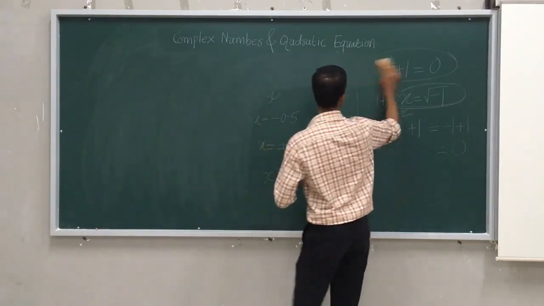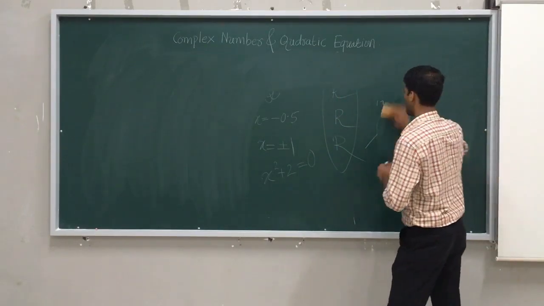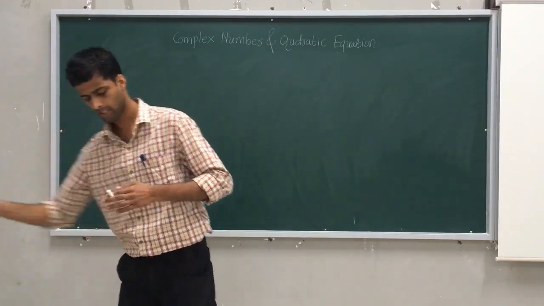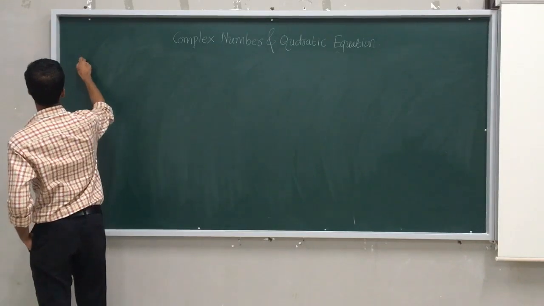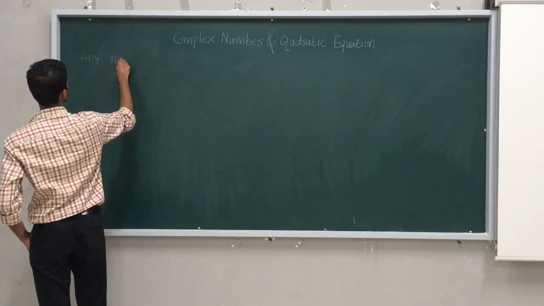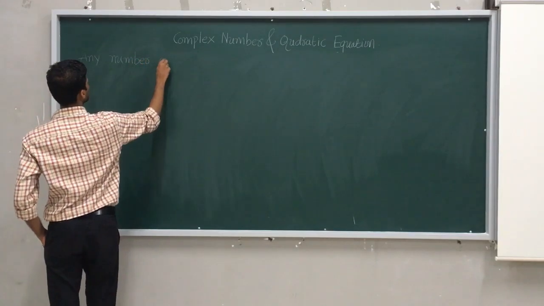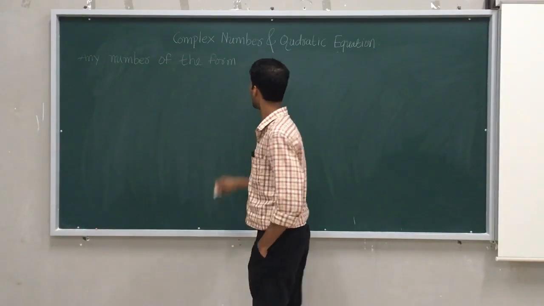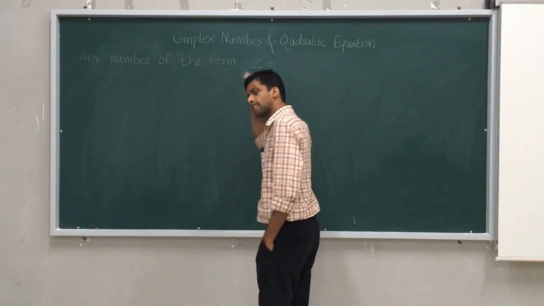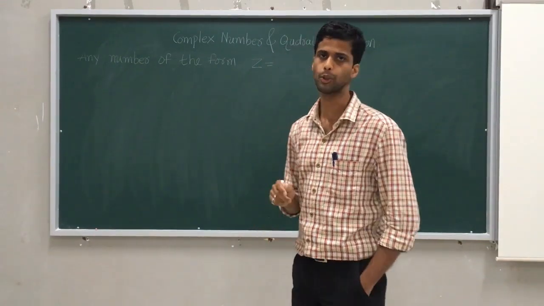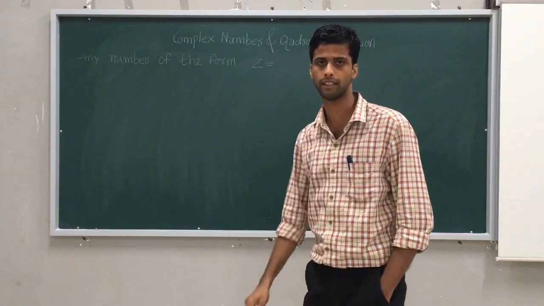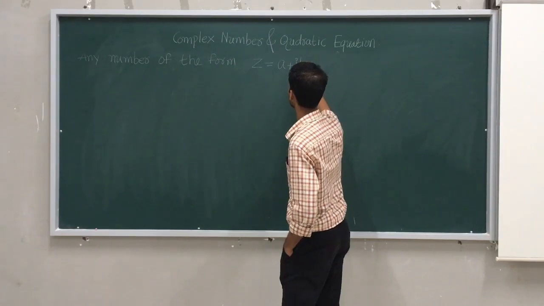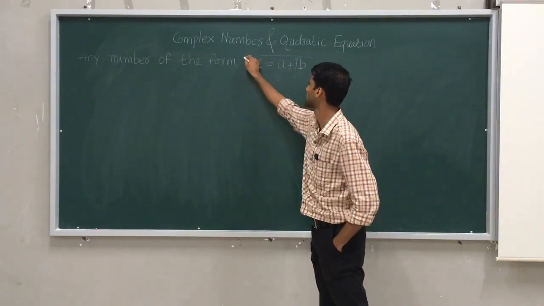Now, what is the definition? They may ask this definition in the exam for 1 mark. So how to define this? We write: any number of the form z equal to a plus ib, where z is the notation for a complex number. Usually a complex number is denoted by z. This is the notation of a complex number.